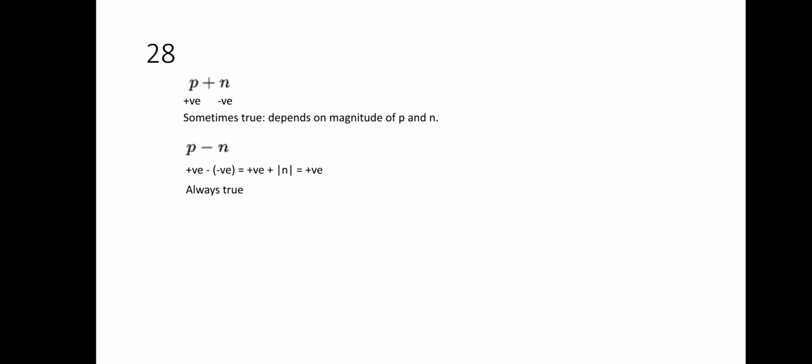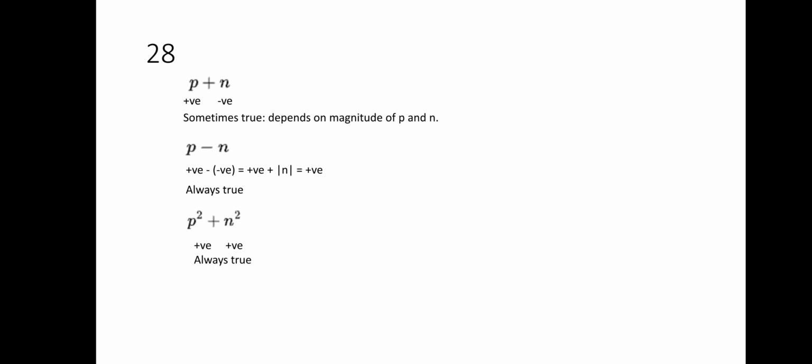So if we look at P minus N, it says that P minus N is positive. That is always true, because again, if we write down what we know, P is positive, N is negative. P minus N would be a positive number minus a negative number. So we have two negatives, which makes a positive. So it would be the positive number plus the magnitude of the negative number, and that would always result in a positive number anyway. So, always true.